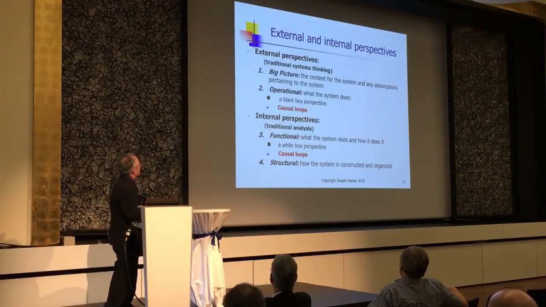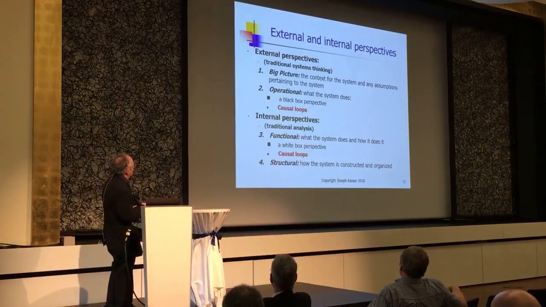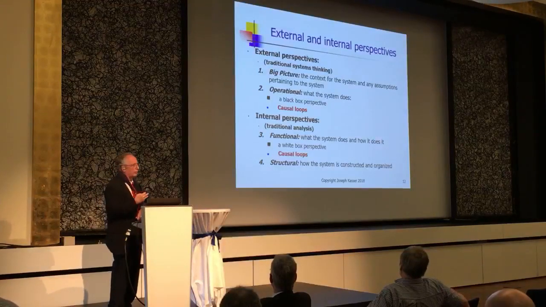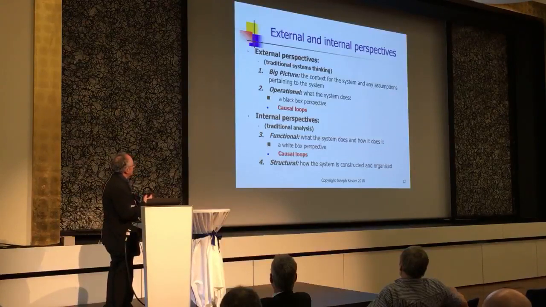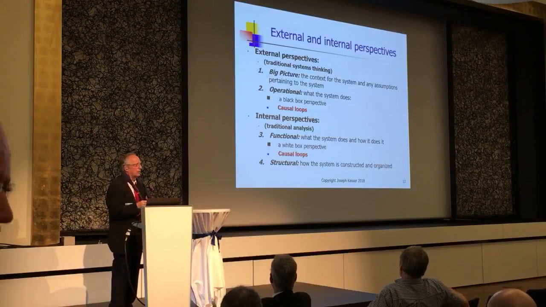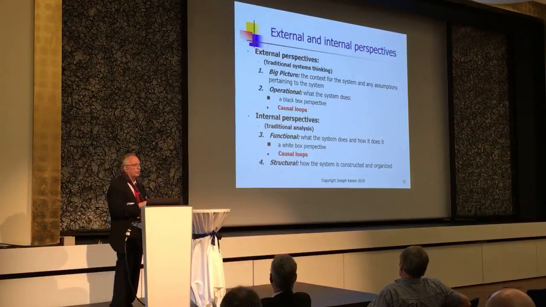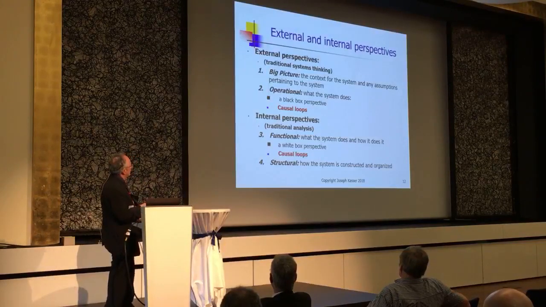If I go through it, the external perspectives, the big picture, that's the context and any assumptions. And so once we understand the context and the assumptions, which is important, we can then go further. Operational perspective, that's what the system does. That's a black box perspective. We're not concerned about what goes on inside the system. We just want to see how the system interacts with its environment. Causal loops are a tool that are used there.